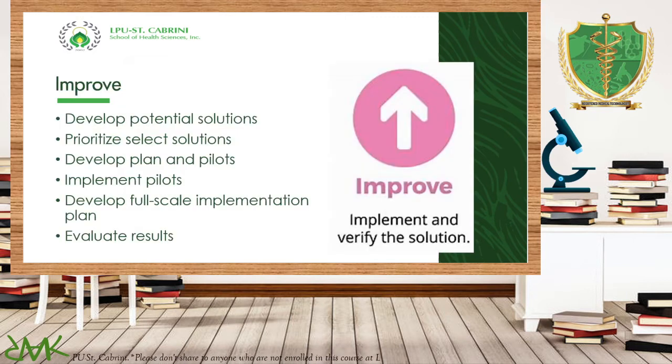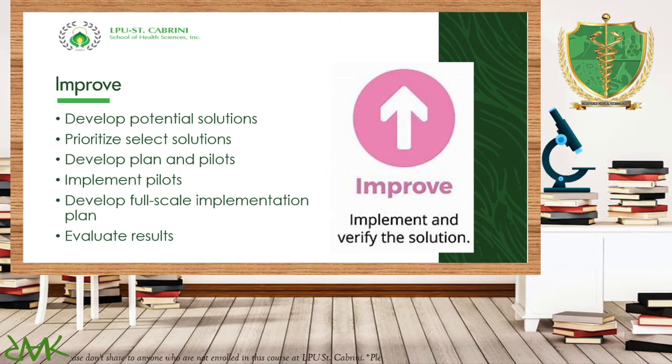Now we have here improve. In improve, we develop potential solutions. We prioritize selection of solutions. We develop plans and pilots. We implement pilots. We develop full-scale implementation plan and evaluate the plan. In other words, in improve, you are implementing a solution that will prohibit or stop the problem, that will stop the error, that will stop the waste, that will stop the violation.